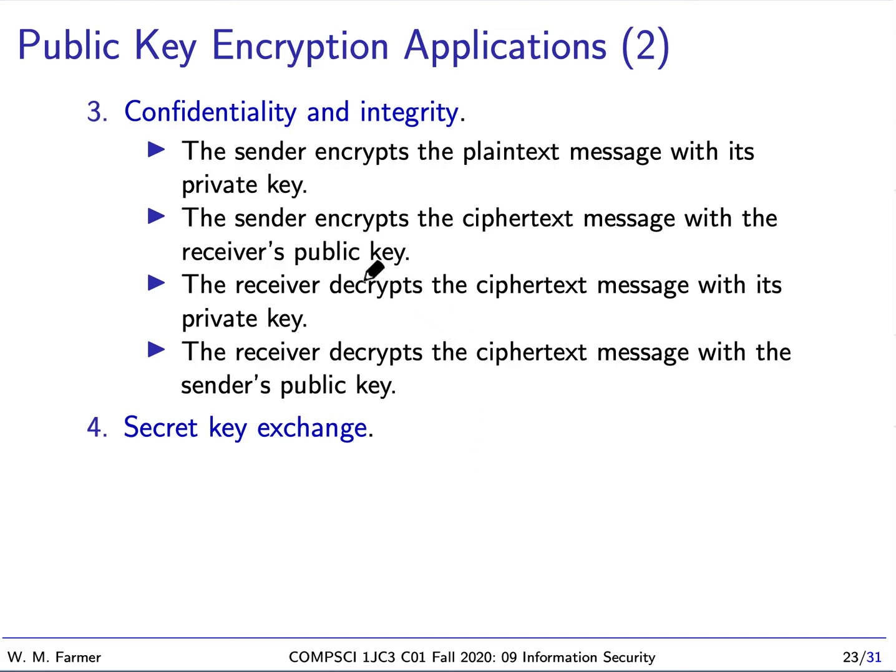Now the third application is if we want to do both of these together, which is possible. The way this works is the sender encrypts the plain text message with its private key, and then the sender encrypts the ciphertext message with the receiver's public key. Then the receiver, who will presumably be the only one that has the receiver's private key, decrypts the ciphertext with their private key, and then decrypts the next ciphertext message with the sender's public key. So we can combine both of these.